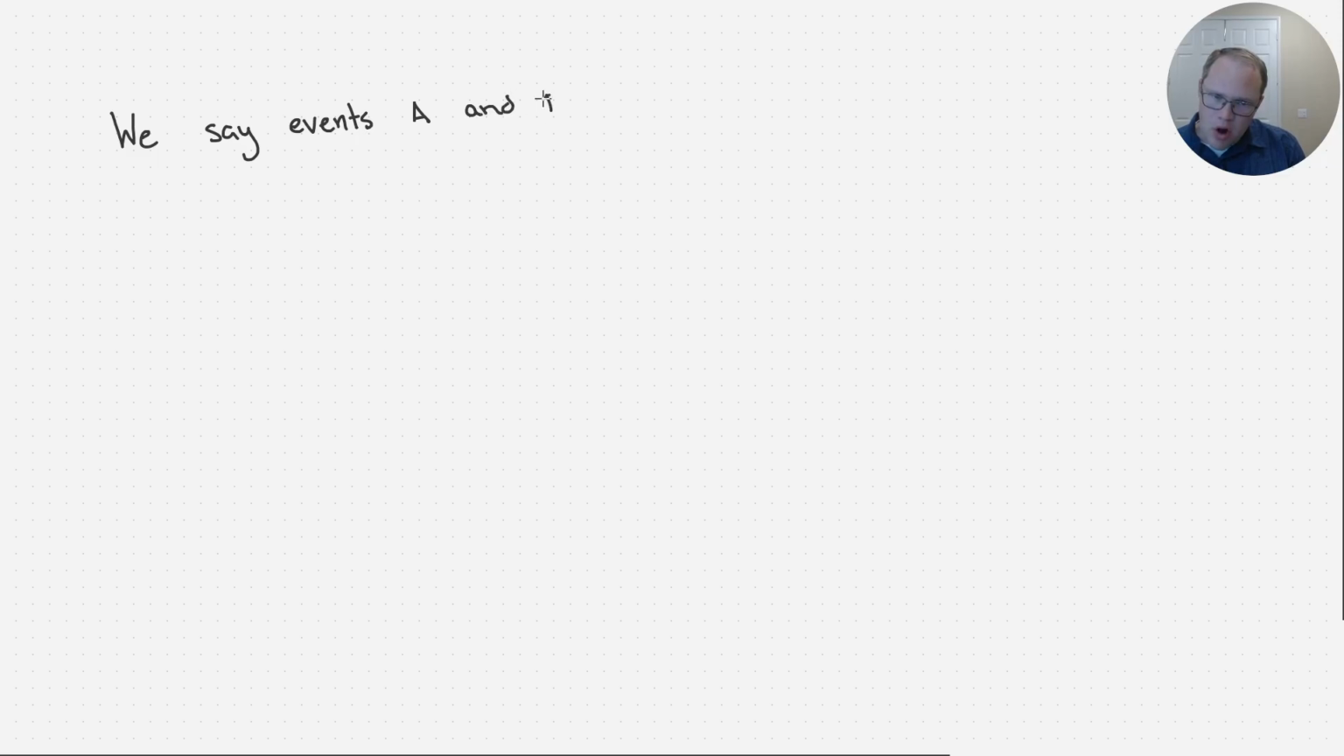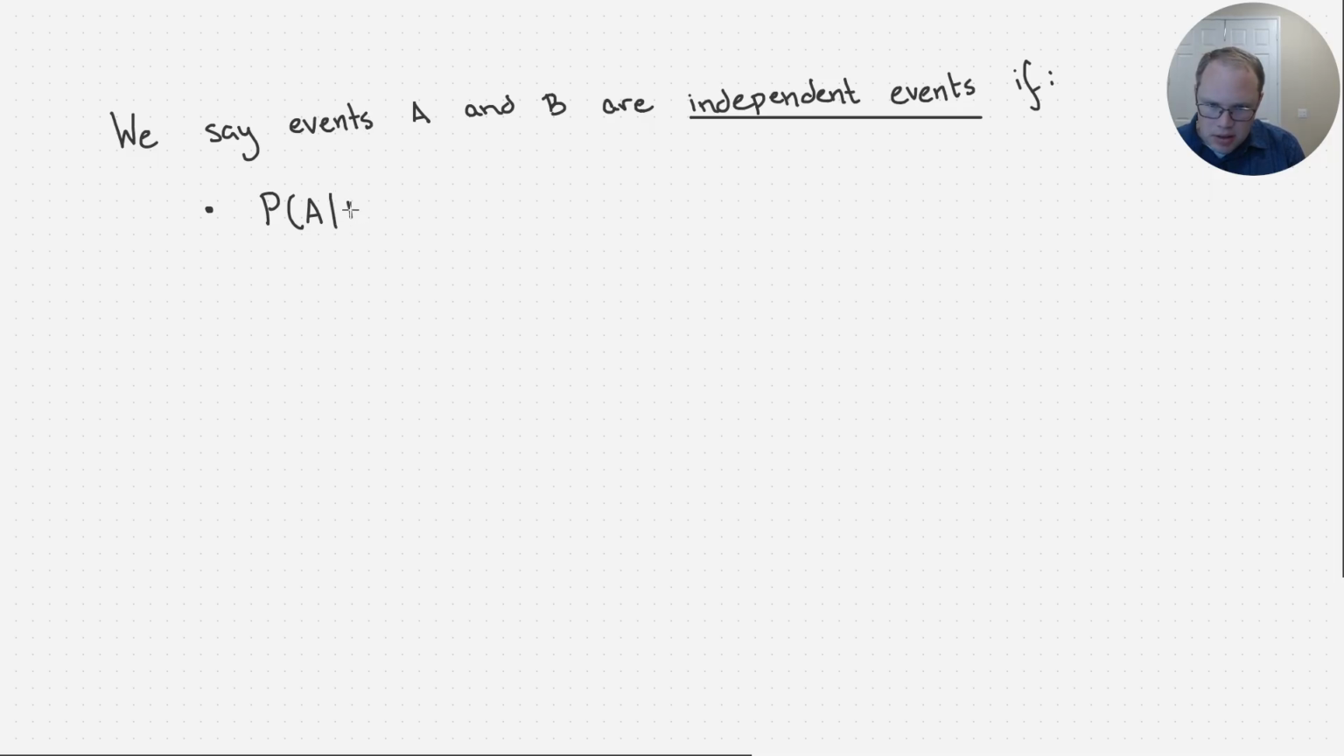So there's a special case that's going to be useful to consider. Suppose we have two events, A and B. We say events A and B are independent if either probability of A given B is equal to probability of A, or probability of B given A is equal to just probability of B.